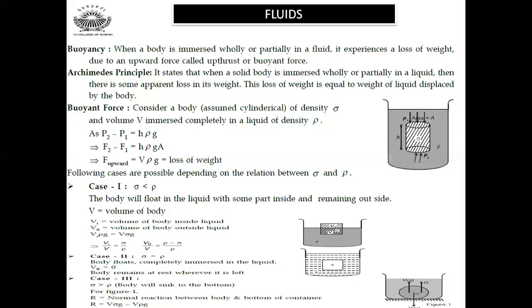Second case, sigma will be equal to rho. So there V_0 will be 0, so the body floats completely immersed in the liquid. Then case 3, sigma is greater than rho. So for figure 1, R is the normal reaction between the body and the bottom of the container, and R will be equal to V sigma g minus V rho g. So this is the equation which we get here.